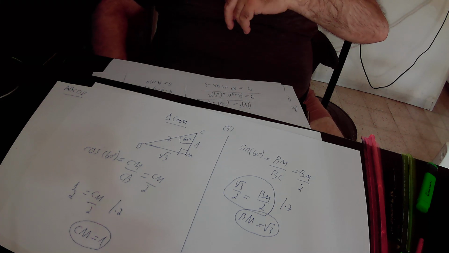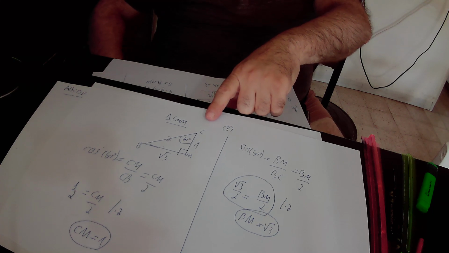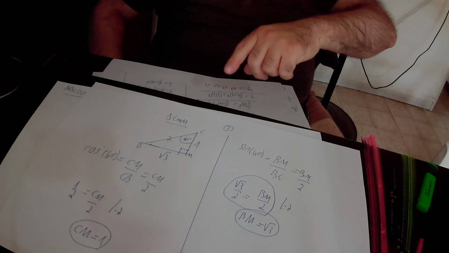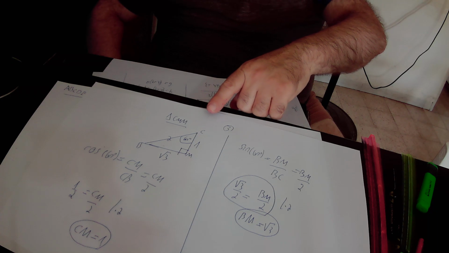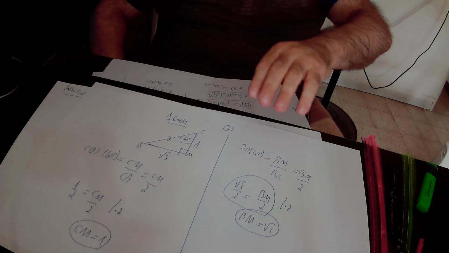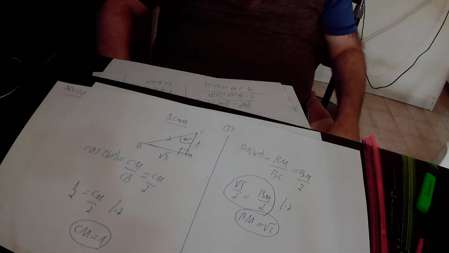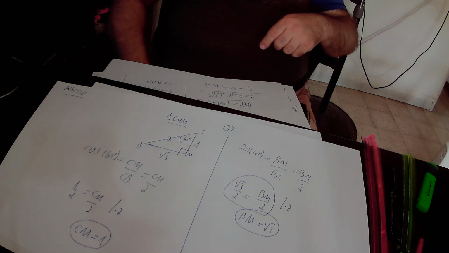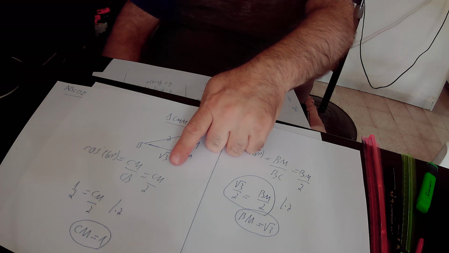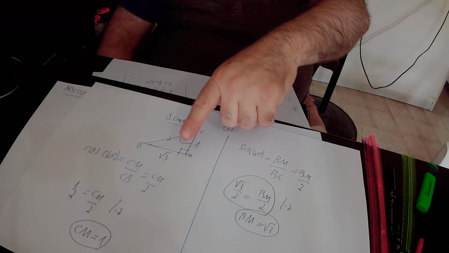So here we can say that cosine 60 degrees equals CM over the hypotenuse BC. CM is the missing line segment, so we leave it as it is, and BC equals 2 units. Therefore, in total, we found out that cosine 60 degrees equals CM over 2.